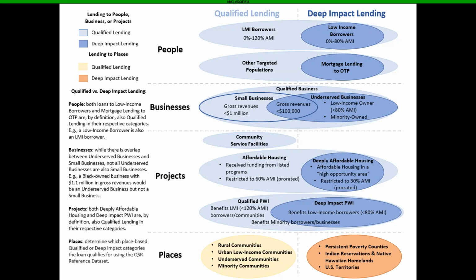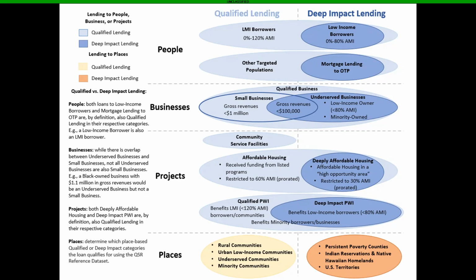So if you have a loan to a project which benefits low-income borrowers, that would count in both categories. If it benefits LMI borrowers, it would be only the qualified PWI category. And then if it benefits minority borrowers or businesses, it would be both the deep impact and the qualified categories. If we go back up to the businesses section, you'll see that it's a little bit more complicated.